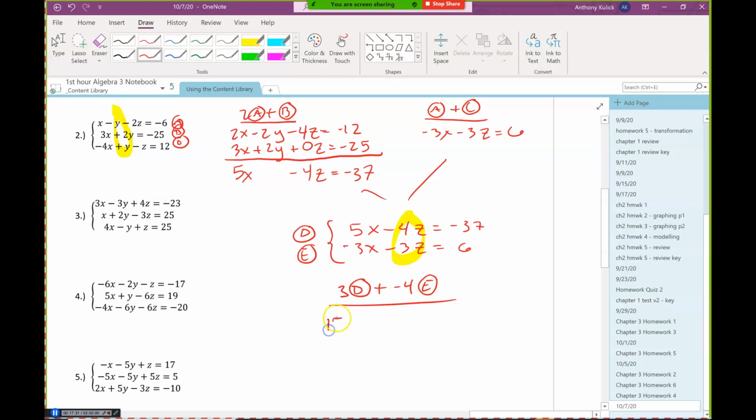So 3 times d, 3 times 5 is 15. 3 times negative 4 is negative 12. And 3 times negative 37 is too early for me to do that in my head. That's negative 111. Then I have negative 4 times negative 3 is positive 12. Negative 4 times positive 3 is negative 12. And negative 4 times positive 6 is negative 24. So 12 and 15 is 27x. 111 and 24 is 135.